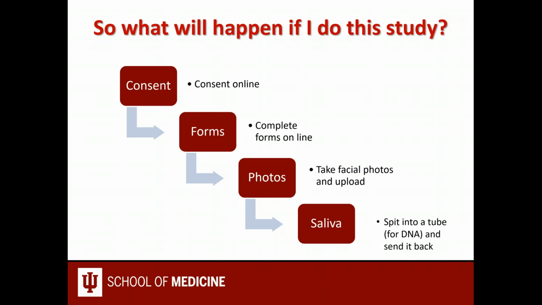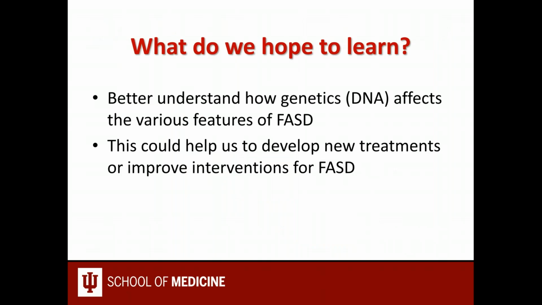Then the last step is we send you that envelope in the mail in which you would get a tube, and you would spit into that tube and then send it back to us. So those are the 4 main parts of the study. And remember, why are we doing all this? We're doing this to better understand how the genetics or DNA affects the features that we see and don't see among individuals who have fetal alcohol spectrum disorders.